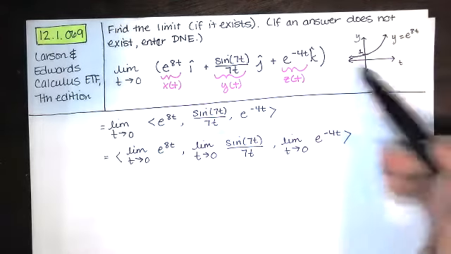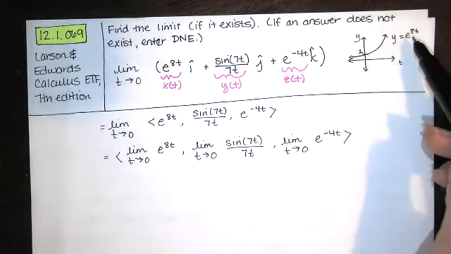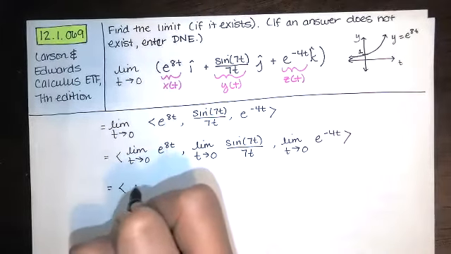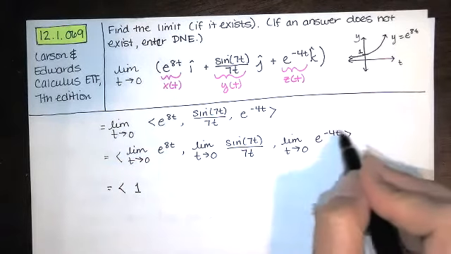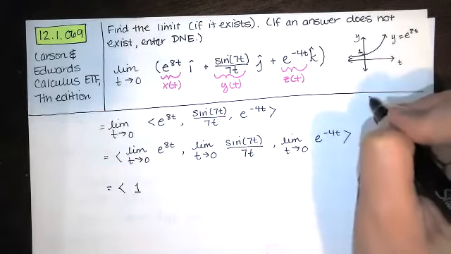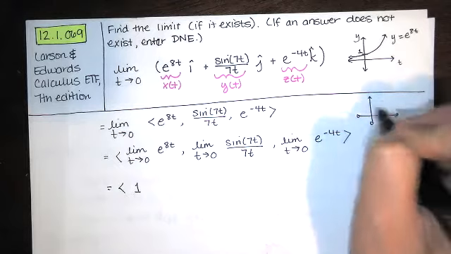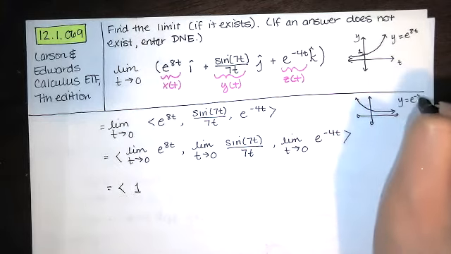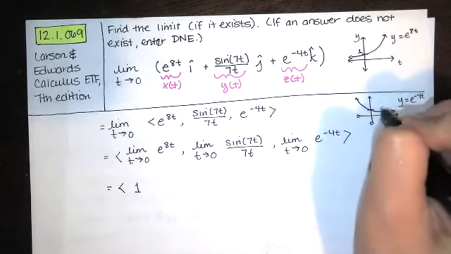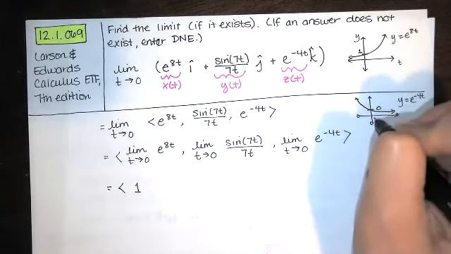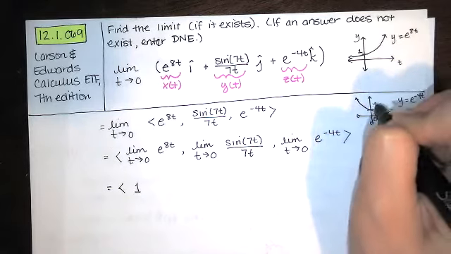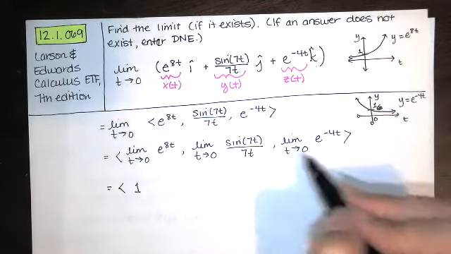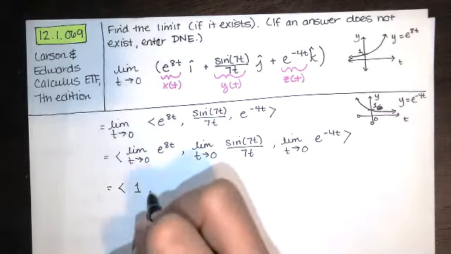The function's continuous. When you plug in t equals 0, you get e to the 8 times 0. E to the 0 is 1. And so this limit is 1. And this one is very similar. E to the negative 4t looks like this. Since that exponent is negative, the function is decreasing. And when t equals 0, y equals 1. So again, when I take this limit, I just get 1.